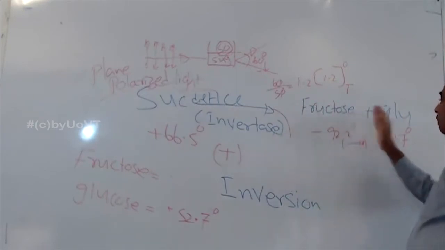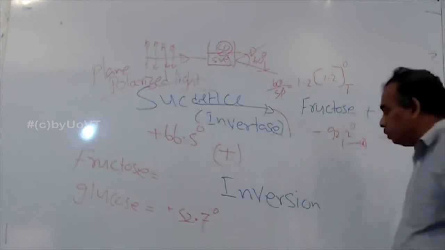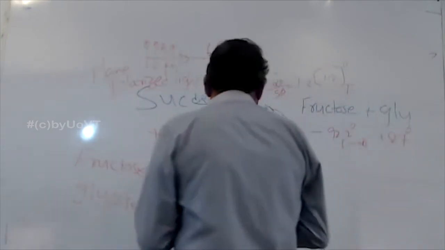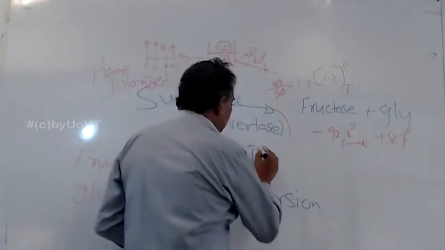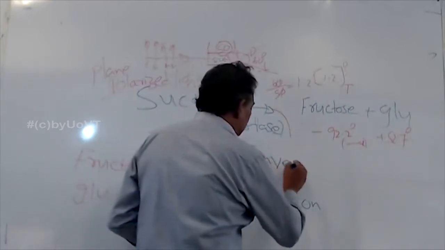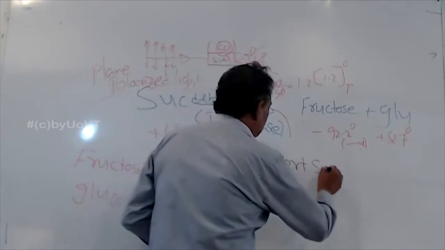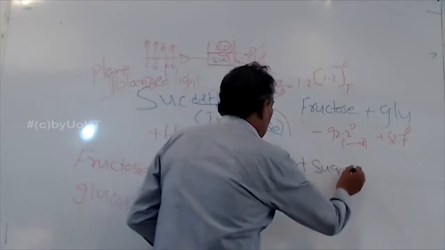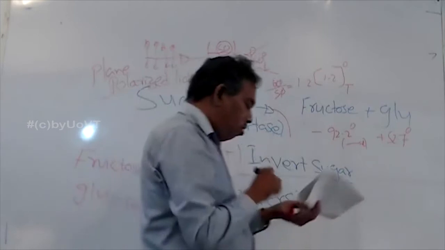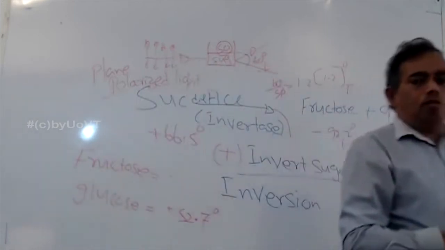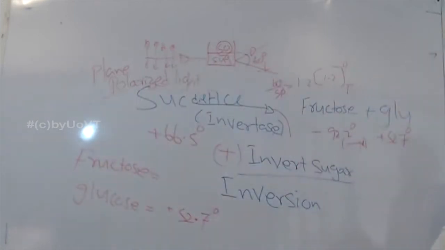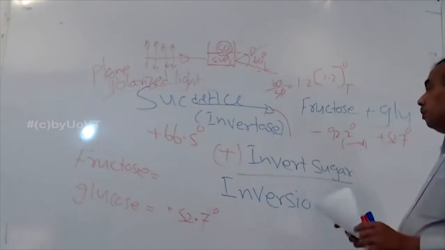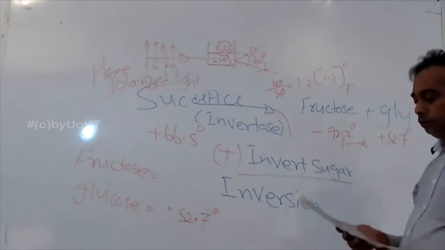Therefore, the products are named invert sugar. So fructose and glucose are invert sugars with respect to the hydrolysis of sucrose.